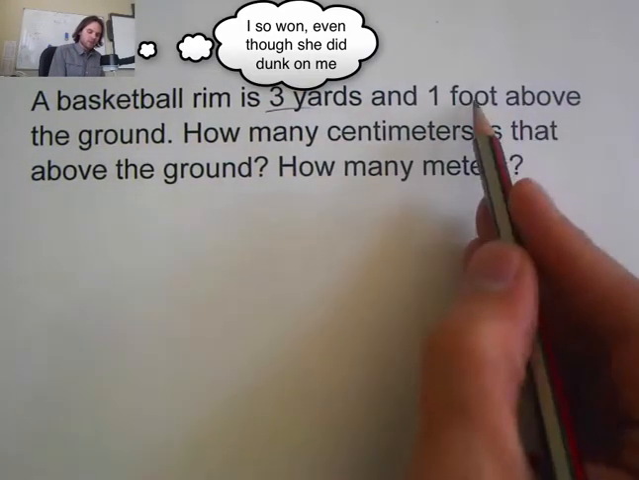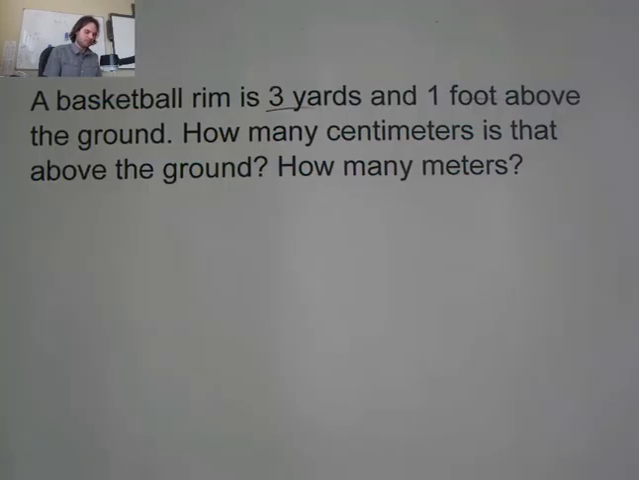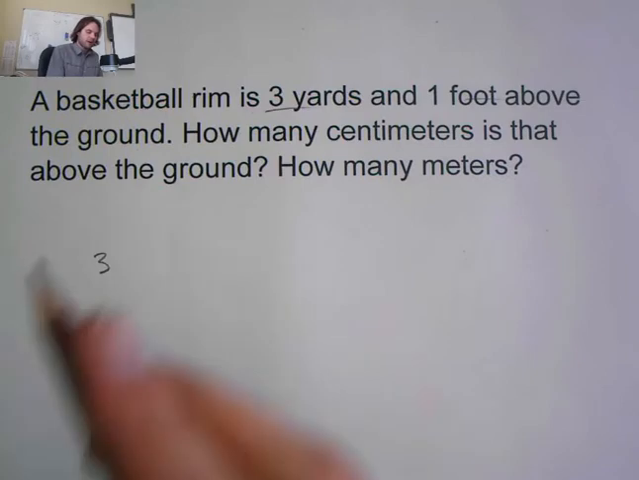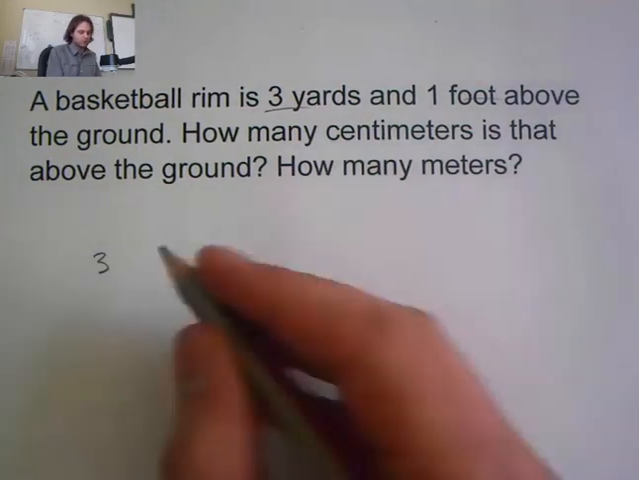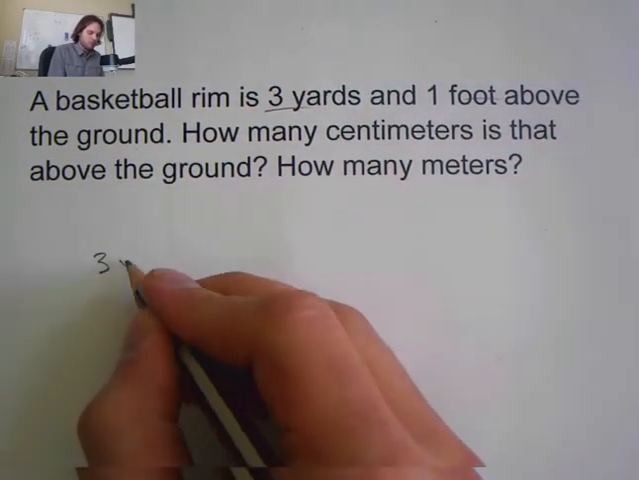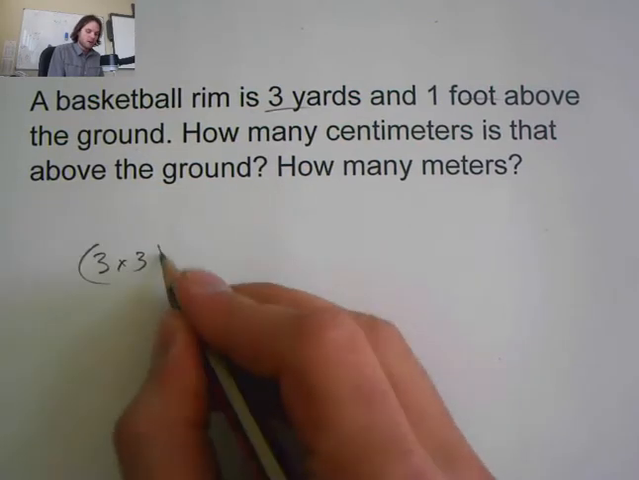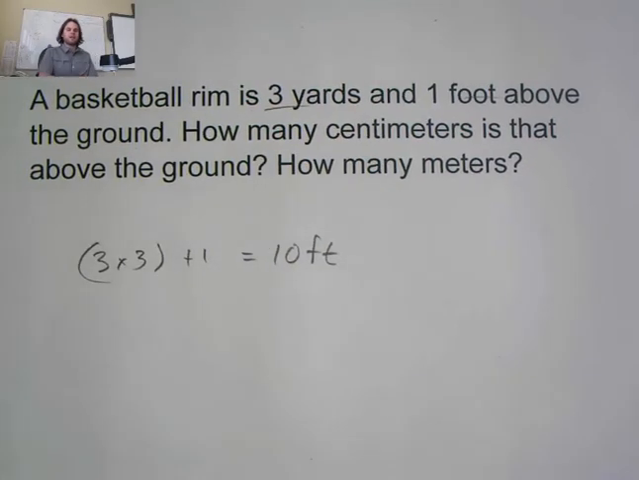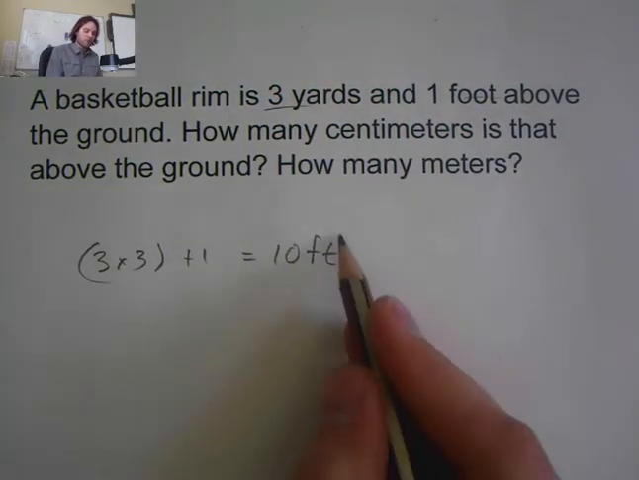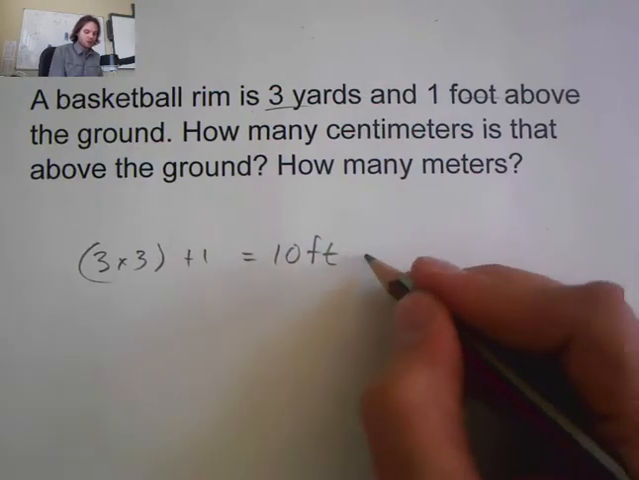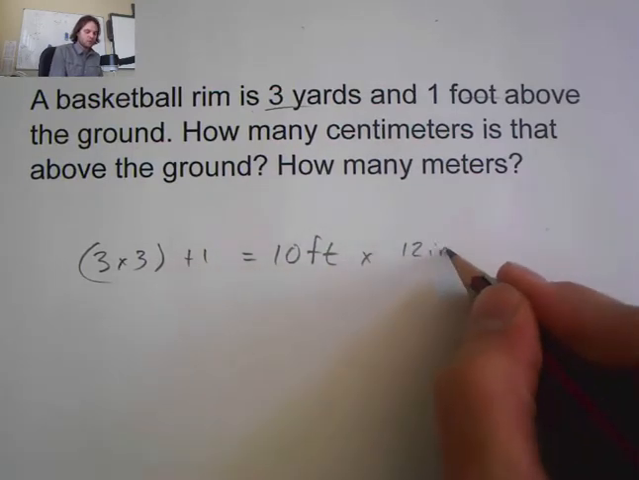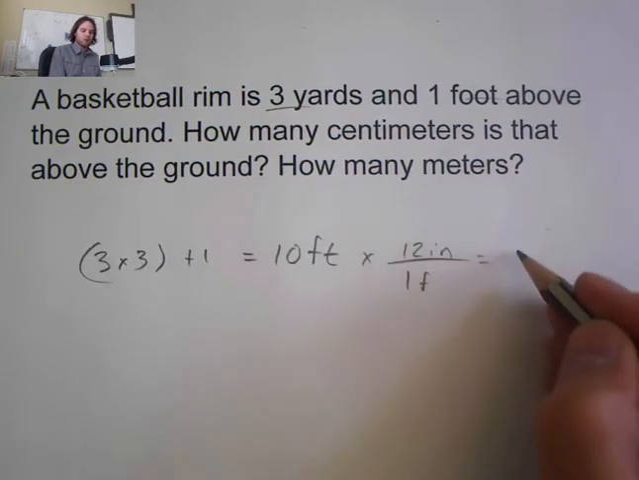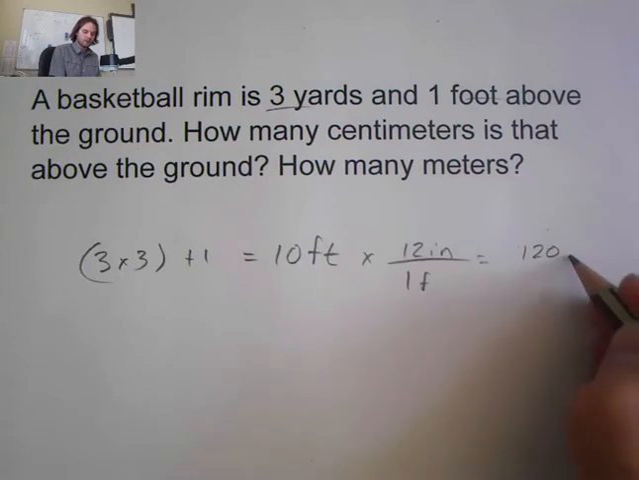So we have to convert this to meters, right? So we have 3 yards and 1 foot. So I'm going to first convert that, 3 yards and 1 foot, to feet. 3 times 3, and then I'm going to add 1, which will give me 10 feet. Okay? So I have that down. Now, I'm going to convert this to inches. So that's going to be times 12 inches over 1 foot. Okay? So I have 120 inches.